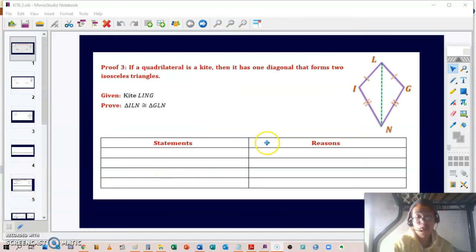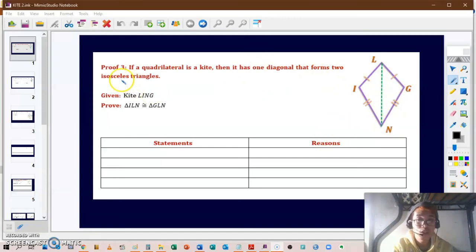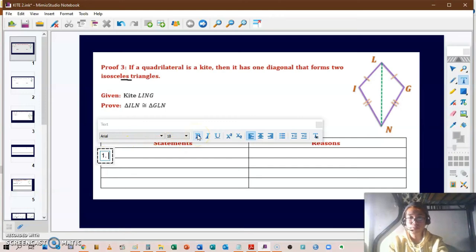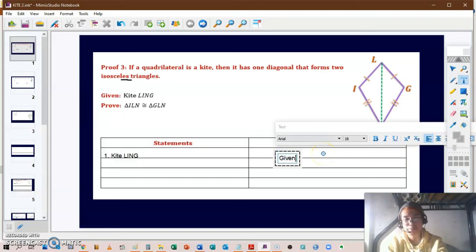Okay, for our next proof, this is going to be an easy one. If a quadrilateral is a kite, then it has one diagonal that forms two isosceles triangles. So we have here kite LING. We want to prove that triangles ILN and GLN are congruent, and also that they are isosceles triangles. So we can write here for our given, number 1, we have our kite LING, and the simple reason for that is simply given.